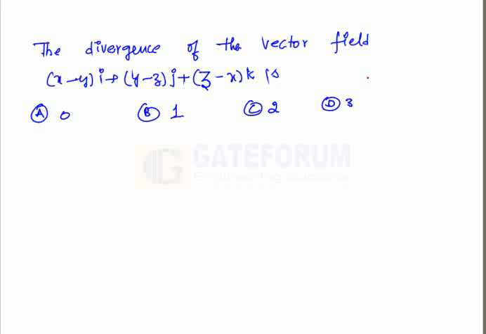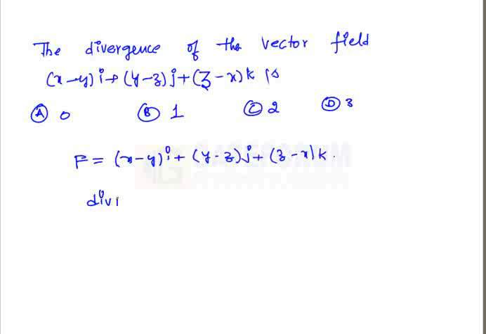The divergence of the vector field (x minus y)i plus (y minus z)j plus (z minus x)k is. Now let us consider the given function as some F. F is equal to (x minus y)i plus (y minus z)j plus (z minus x)k. Now we have to find the divergence of this function.